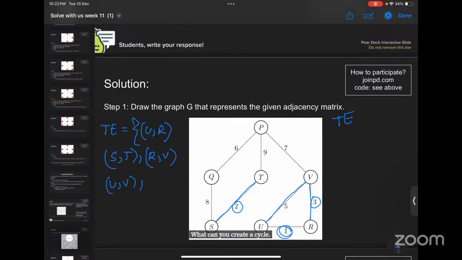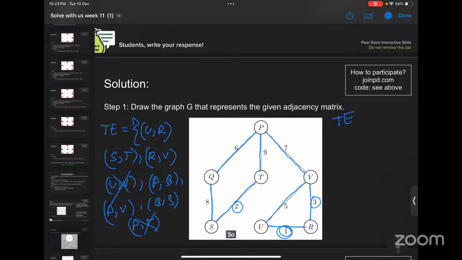But this is creating a cycle. So we will remove it. Yeah, we will remove it. Then after 5, what is the next term? 6, PQ. Yes, PQ. Then 7, then PV. Yeah. Then 8, right? Yes. That means QS. Then PT, but it is forming a cycle. Yeah. So we will discard it, right?